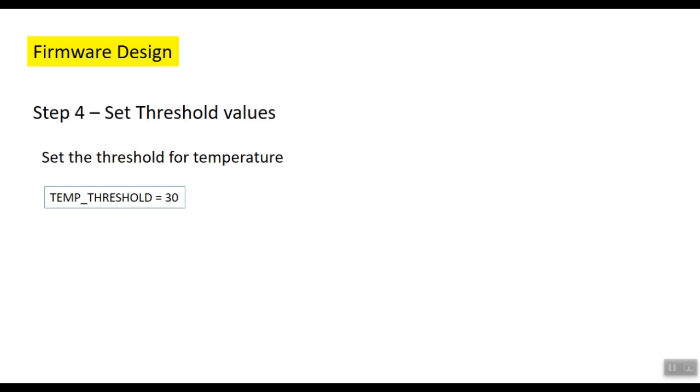So the next step is for us to initialize our threshold values. So we'll be initializing the temperature threshold value. So we're going to set our value for temperature to be 30. So this simply means once our temperature reading from our sensor exceeds 30, then we can ask it to either trigger the alarm or switch off the relay or switch on the relay.